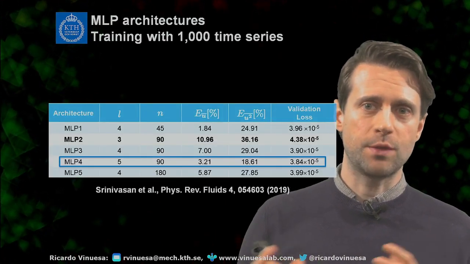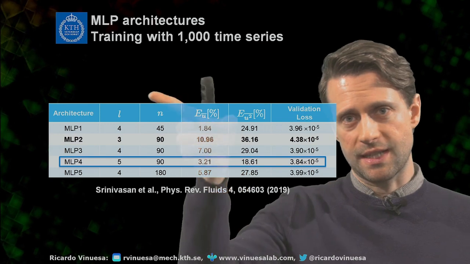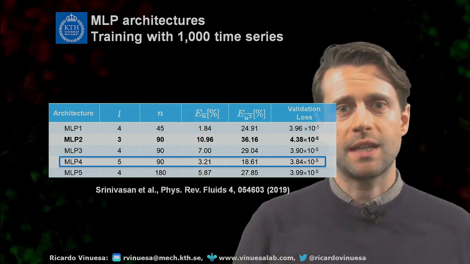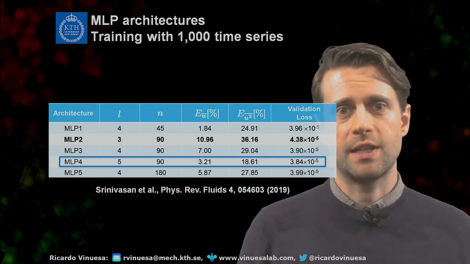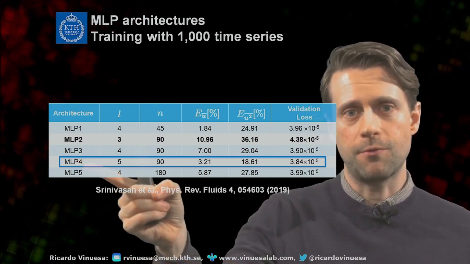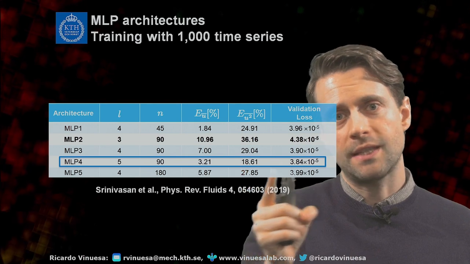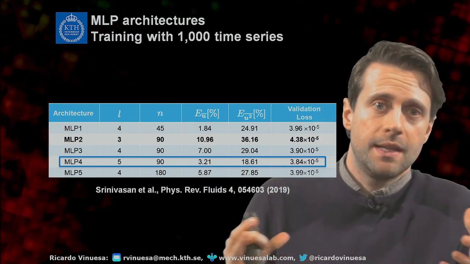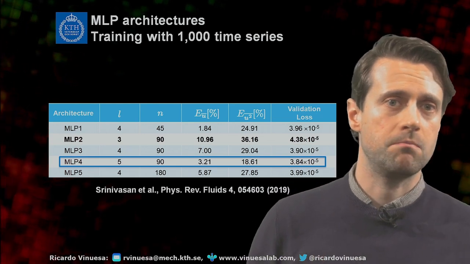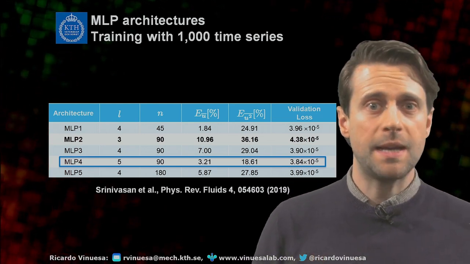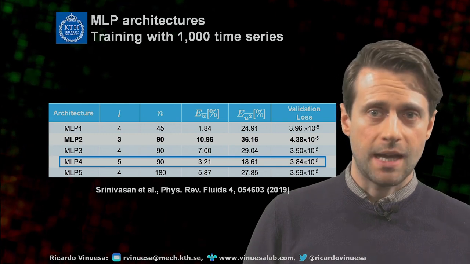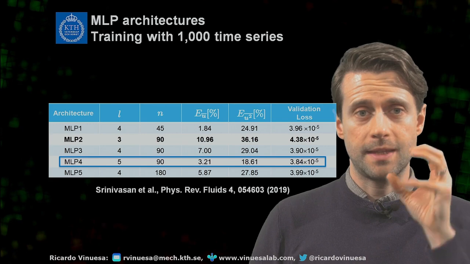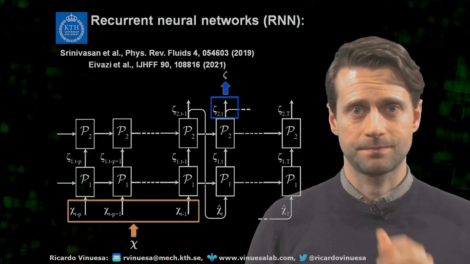Now, we played a little bit with this architecture. We tried to increase the number of hidden layers and played with the number of neurons. It turns out that we can get somewhat better results. With this architecture, MLP4, we get only 18% error in the fluctuations and around 3% error in the mean, which means our predictions are reasonable, but still something that can be improved. And the key here is to exploit, as I mentioned before, the temporal information in the data.